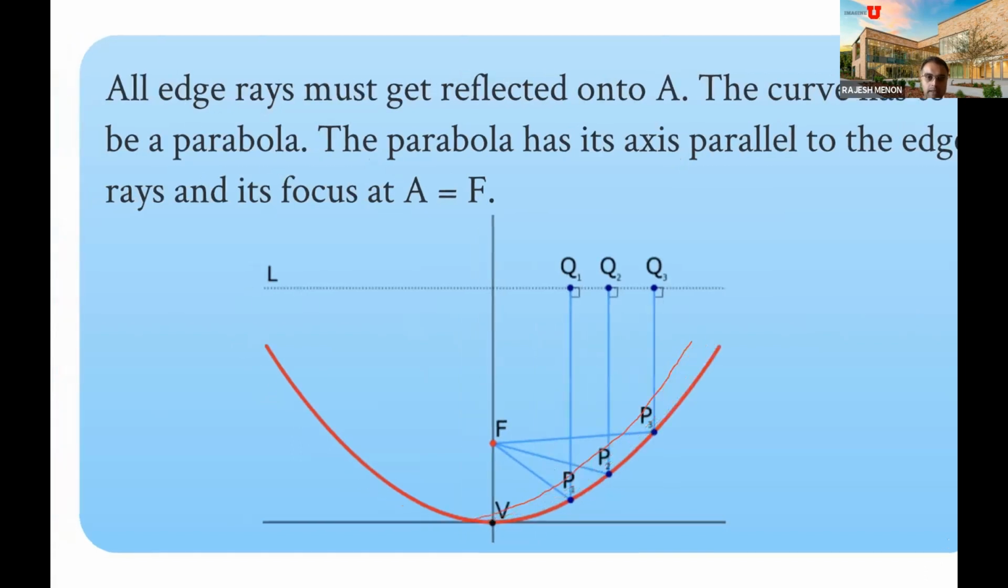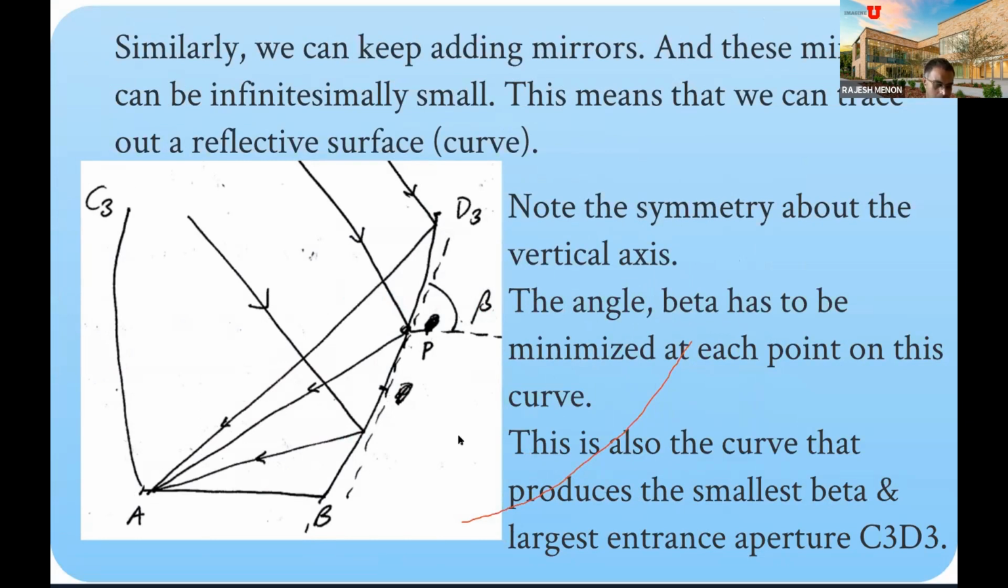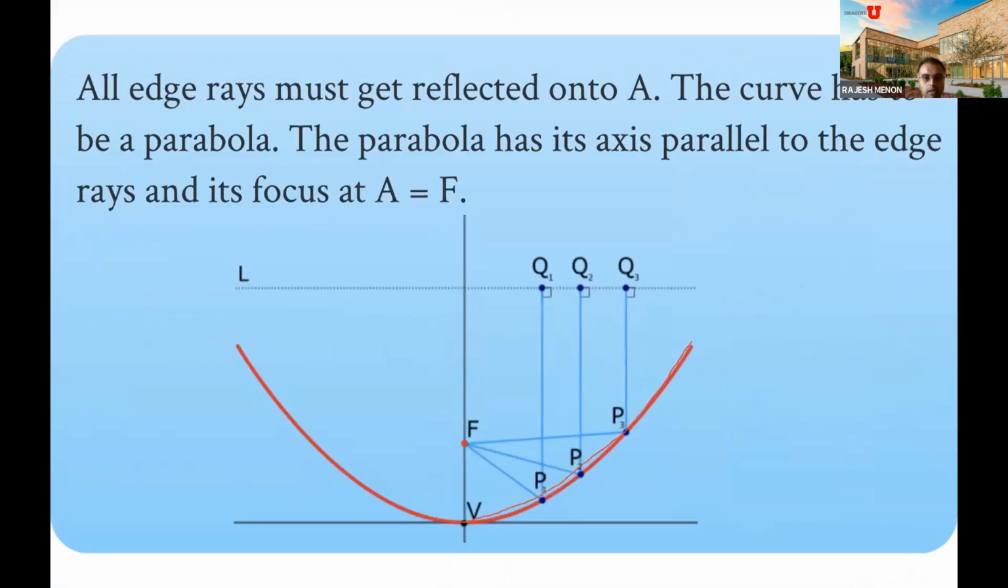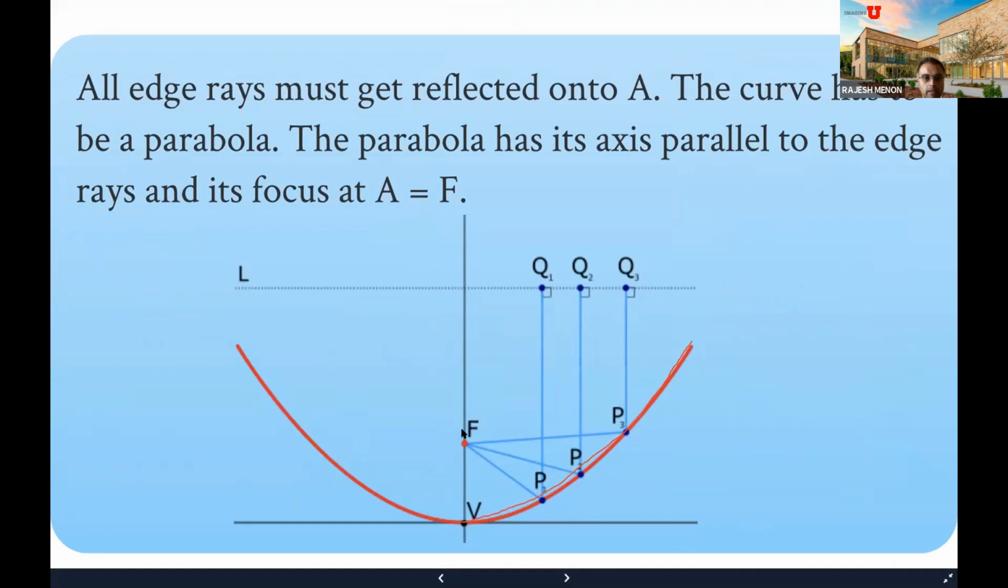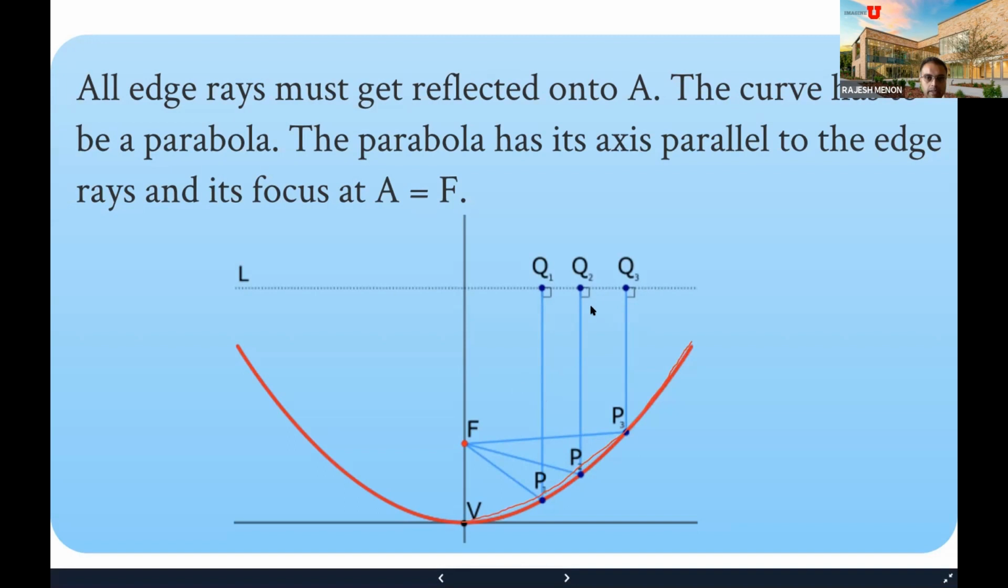Now, as before, we said that all edge rays must be reflected onto A. So in the previous slide, I had this A. In any case, coming here, now my A is equivalent to F. Okay, so when I rotated it, my A became F. And my edge rays are now Q1, P1, Q2, P2, Q3, P3.